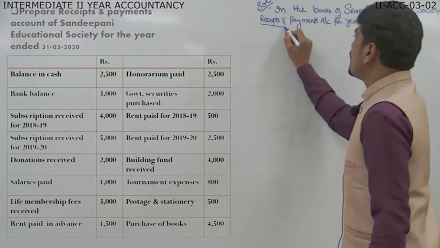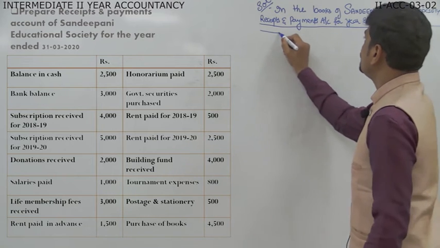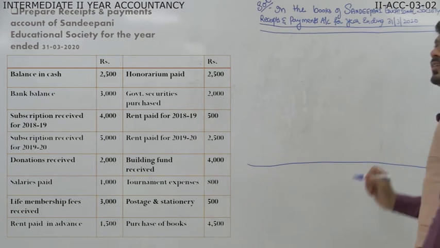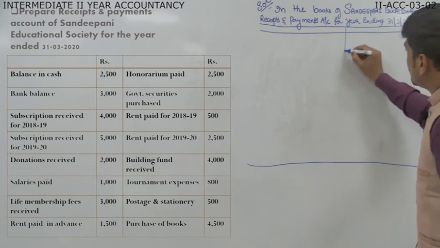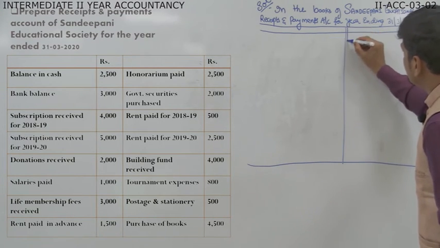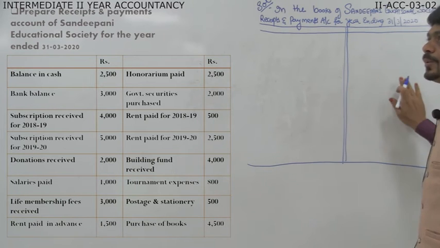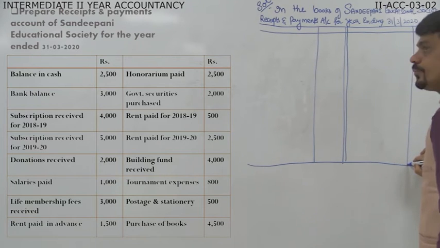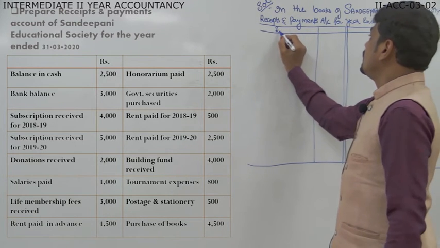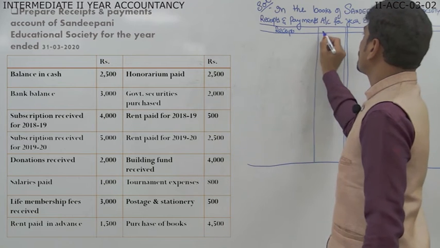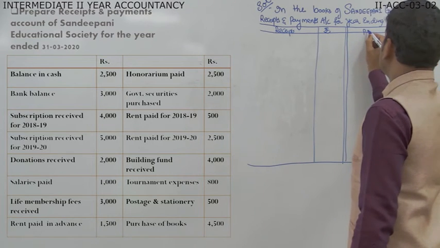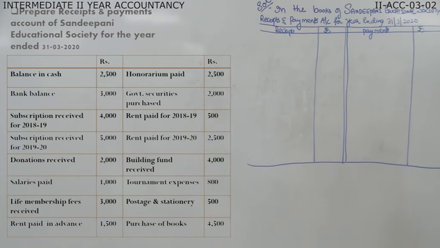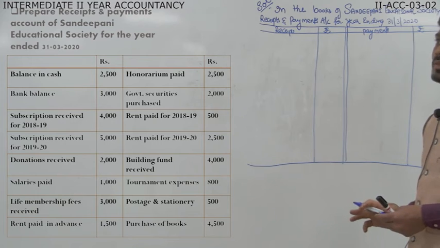Now we are drafting. As usual, the drafting takes about 7-8 lines. Then divide the page into two parts: receipt side and payment side, amount column and amount column. Here we'll write receipts, rupees, and here we'll write payments and rupees. I'll be happy if you can do the problem along with me.